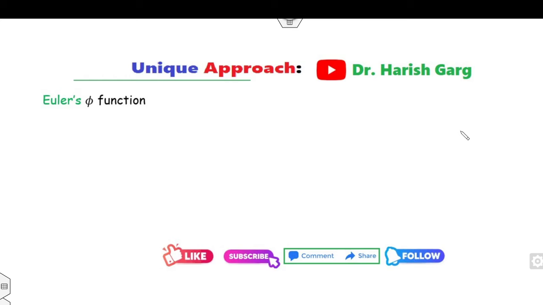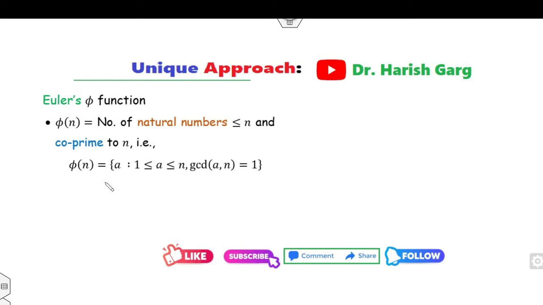Whenever we are talking about number theory, the first and most important thing that comes to mind is the Euler function. What is the Euler function? If you define the Euler function of n, it counts all those natural numbers which are less than or equal to n and whose GCD with n is 1.